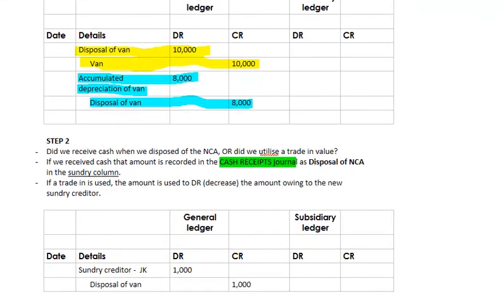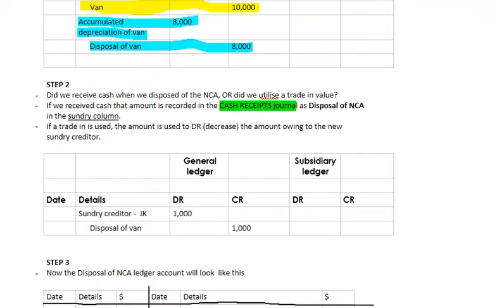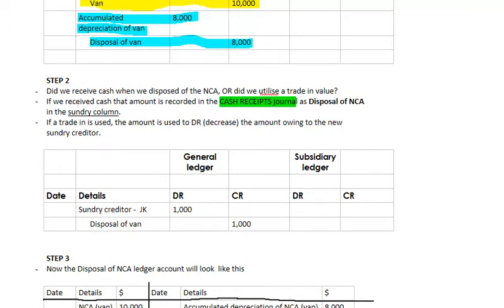Step 2 is we look at the proceeds on the disposal. So did we either get cash when we got rid of the non-current asset, someone bought it for us, or did we trade it in? So if we received cash, it needs to go in our cash receipts journal. The details will be disposal of non-current asset because it's going to go to that new ledger account, and it will appear in the sundry column, whatever amount.